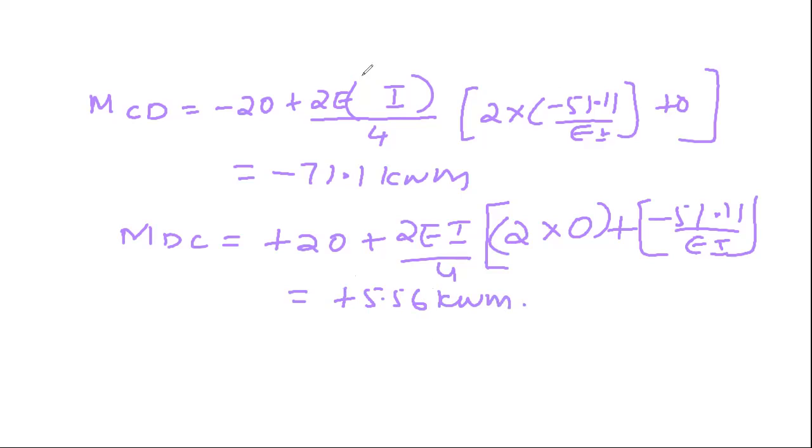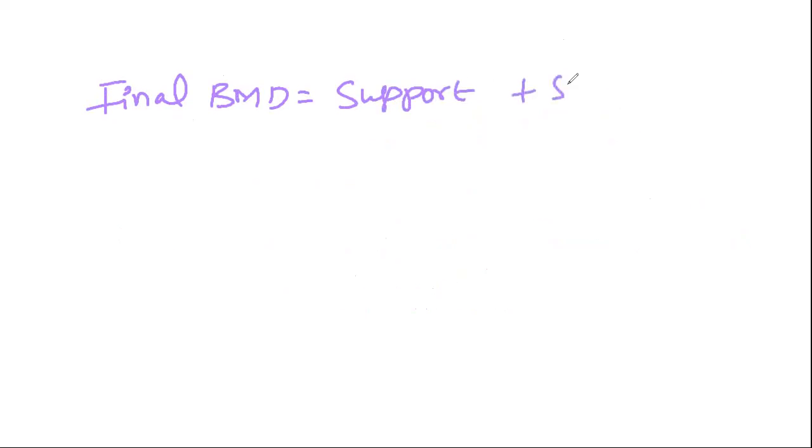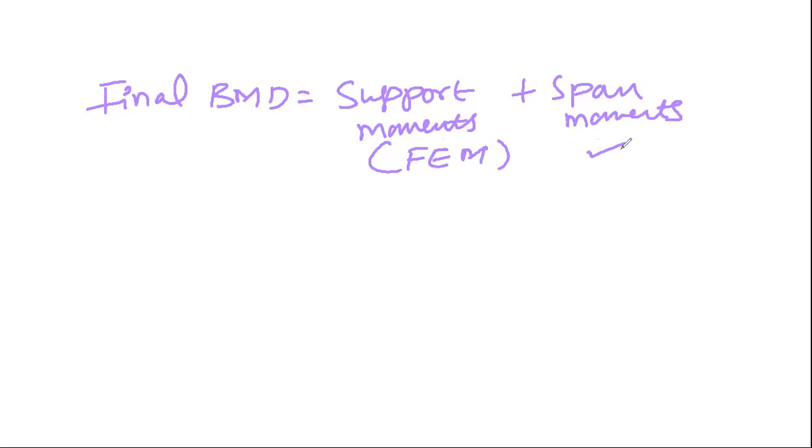Once you obtain these final moments, the final step is to plot the final bending moment diagram. How do you draw it? The final bending moment diagram is the sum of support moments plus span moments. Support moment is nothing but our fixed end moment. Span moments we have to calculate, and they are very simple.